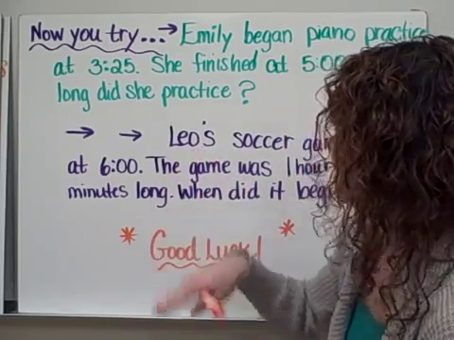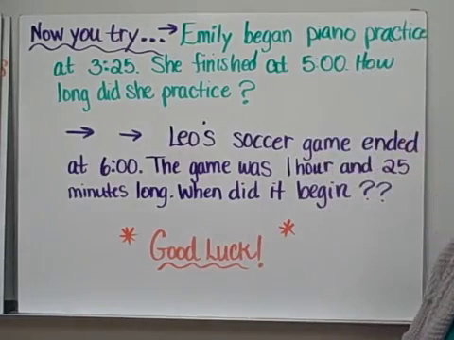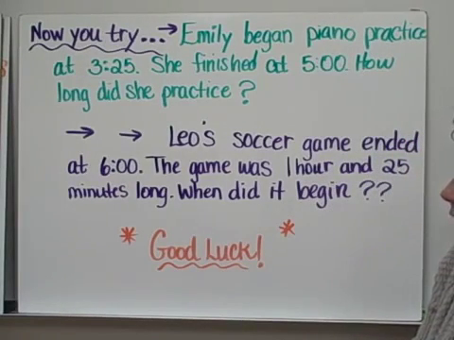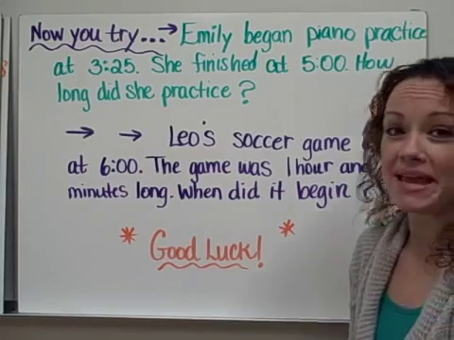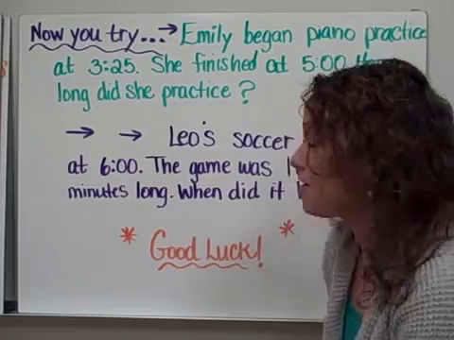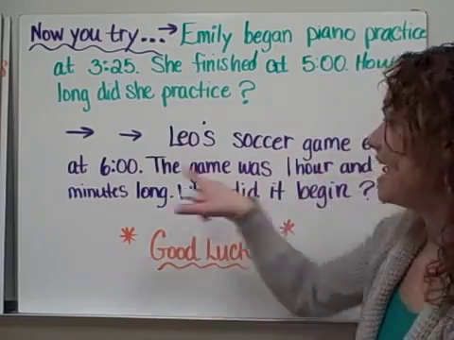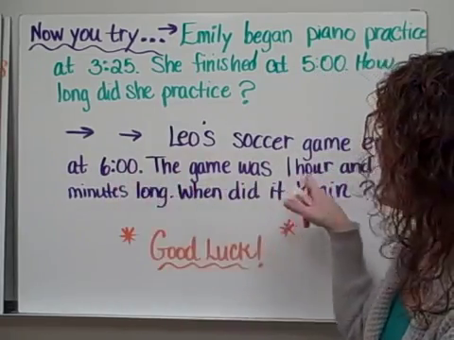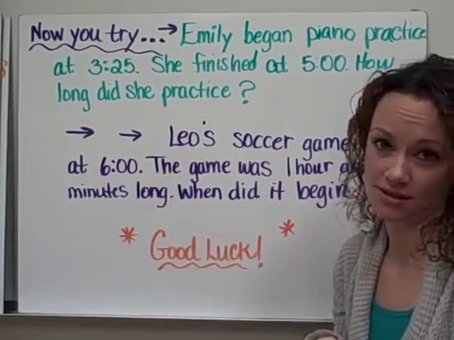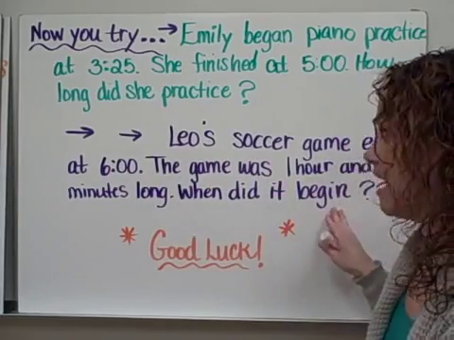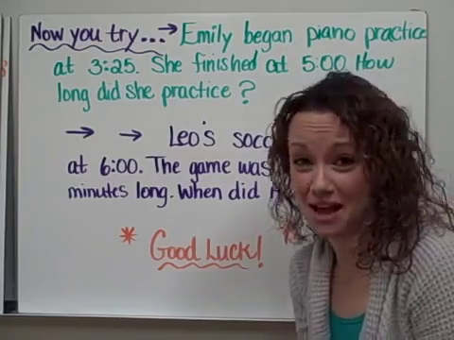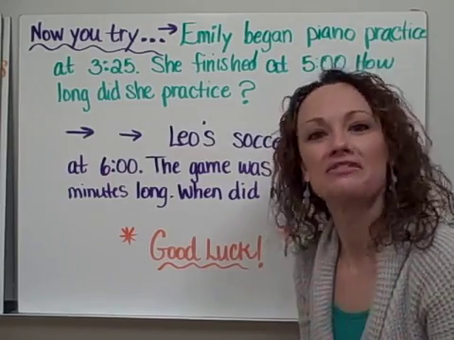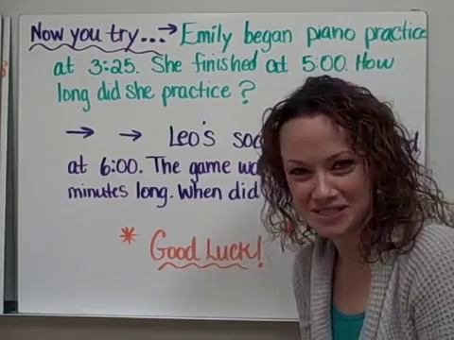And then our next example, Leo's soccer game ended at 6 o'clock. The game was 1 hour and 25 minutes long. When did it begin? So this problem again is slightly different from our first example. We have the ending time and how long the game was. And we need to figure out the beginning time. So please try to use your timeline strategy to figure out if you can solve these problems. And don't worry if you're having a little trouble. We will, of course, go over it tomorrow in class.